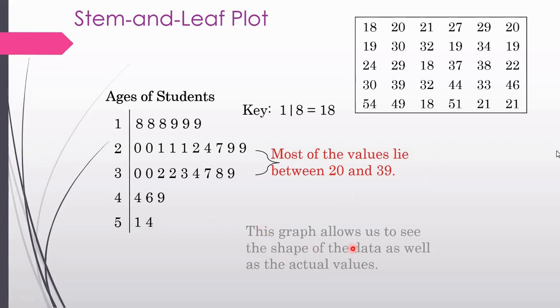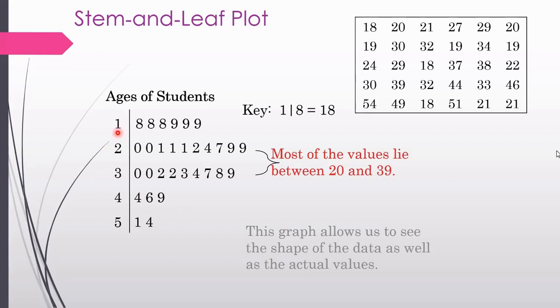So this graph allows us to see the shape of the data as well as the actual values. Without the raw data, if we are given this stem and leaf display, then you can organize them. You can identify what raw values we have. Those raw values are placed in order of magnitude, and also we can create the frequency distribution. From this stem and leaf display, you can create the grouped frequency distribution.